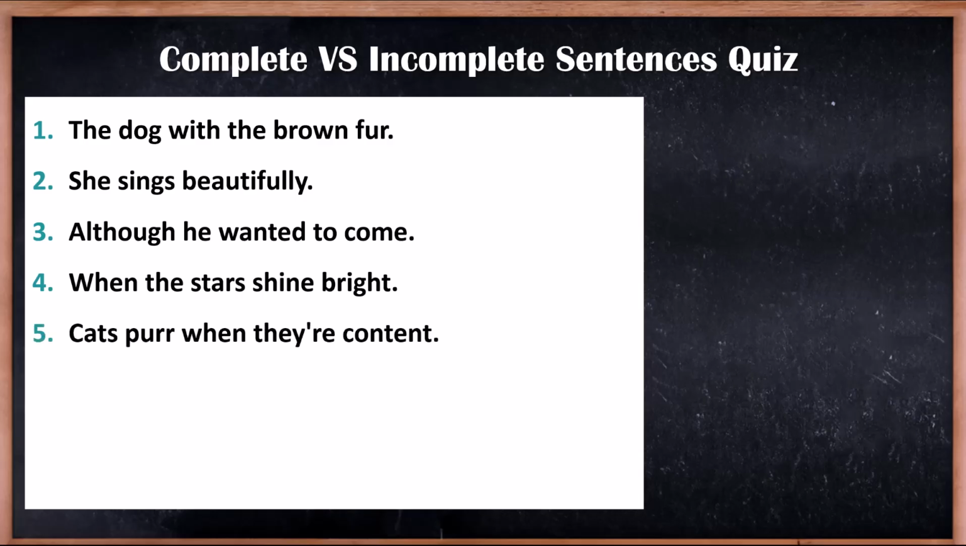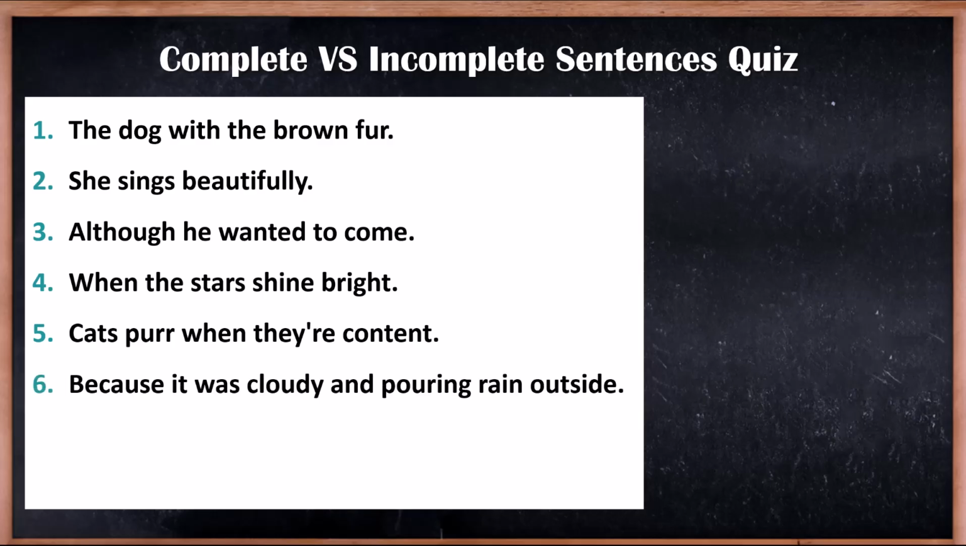Number 5, cats purr when they're content. Number 6, because it was cloudy and pouring rain outside. Number 7, I'm tired. Finally, number 8, since you've been gone.